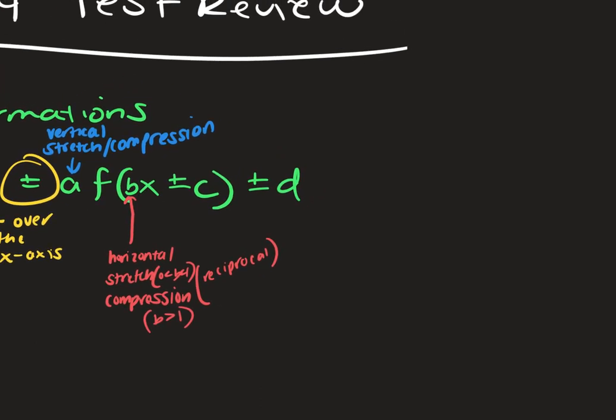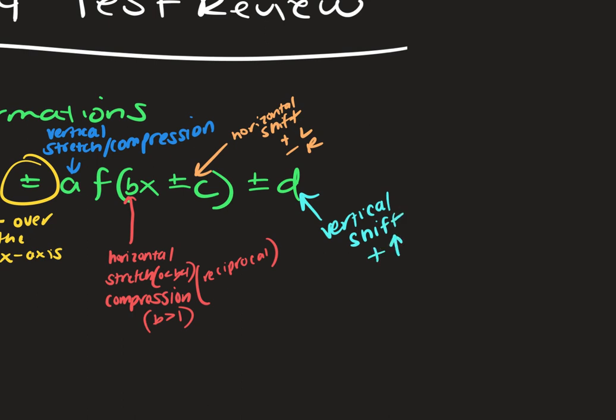Then came adding and subtracting inside the parentheses. And this is a horizontal shift, and in the opposite direction. If it's plus, we move left. If it's negative, we move right. And the last one is a vertical shift. If it's positive, up. If it's negative, down.